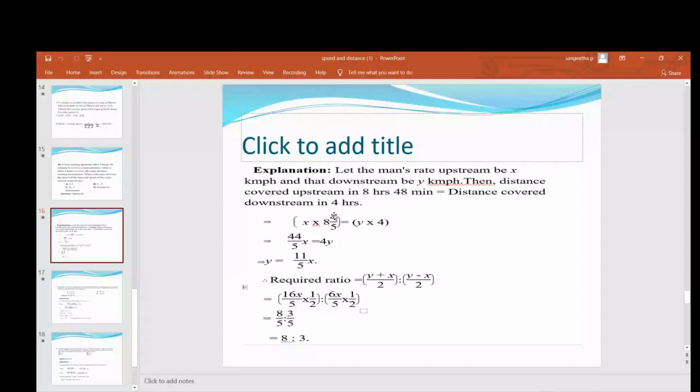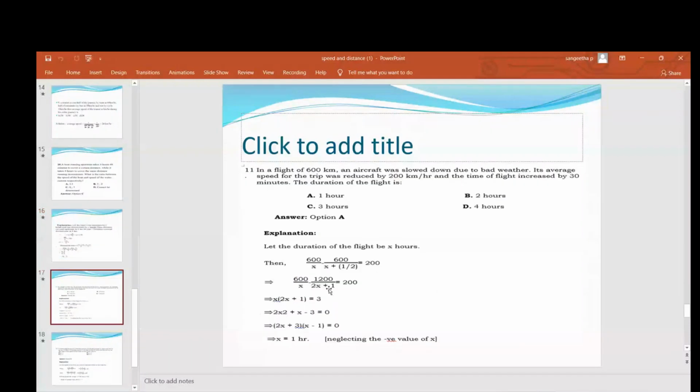Then cross multiplying, x into 2x plus 1 is equivalent to 3, because solving this equation, I got 1200 and 200 gives 3. Then multiplying this x with the terms inside: x into 2x, 2x square, not 2x, this is 2x square, plus x into 1, plus x, minus, I bring this 3 from the right side, so I get minus 3 is equivalent to 0.